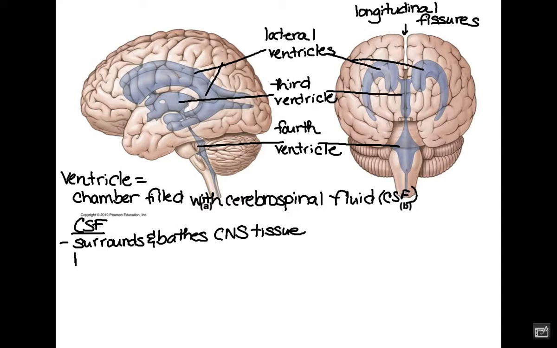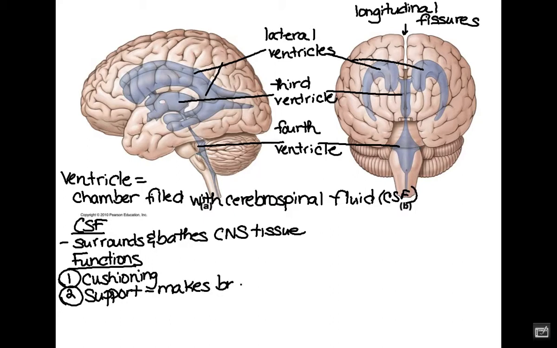So as it does that, it carries out three essential functions. The first one is cushioning. The second one is support. So it actually pushes up on the brain and it makes the brain float in the cranium. And this is actually very important because otherwise these neurons that are on the underside of the brain here would actually get crushed under the weight of the brain on top of it pushing down.